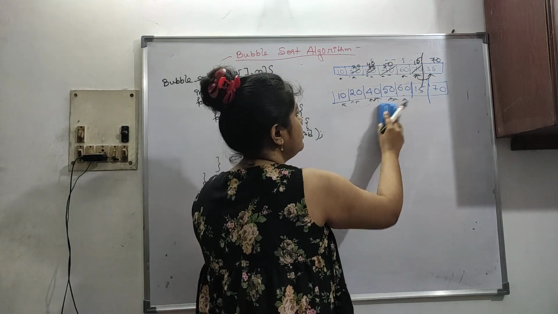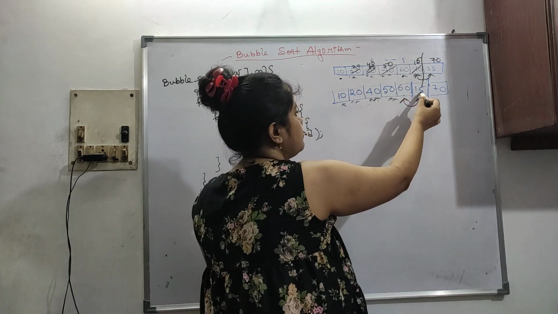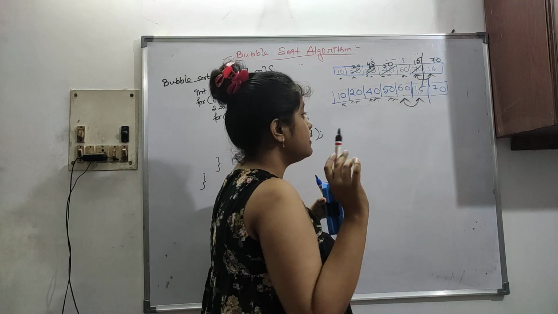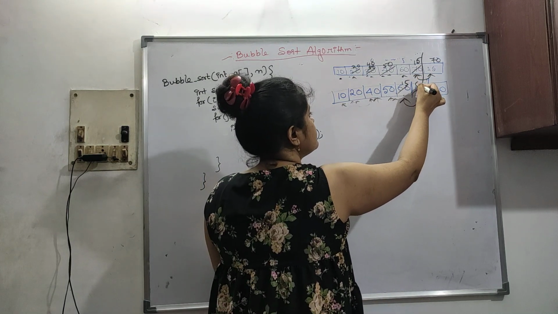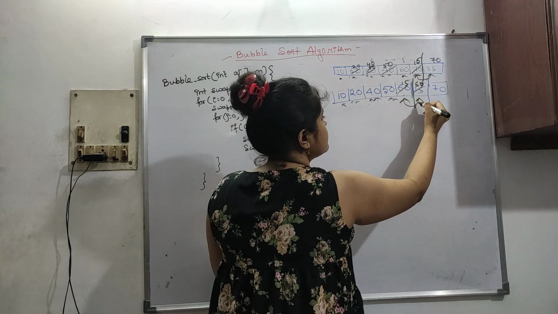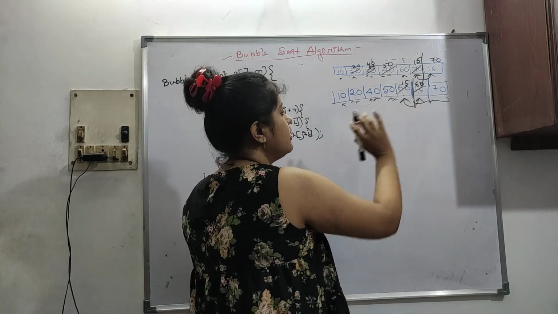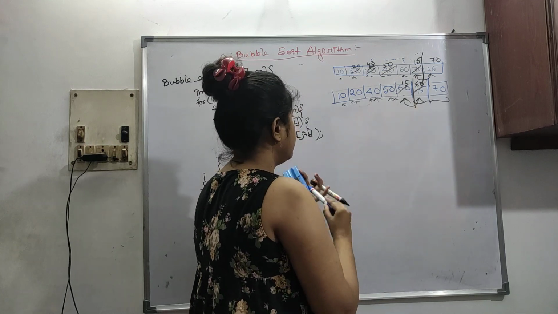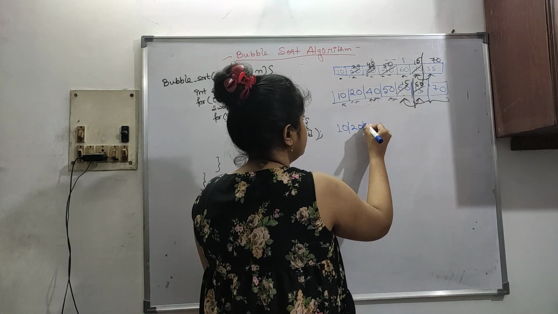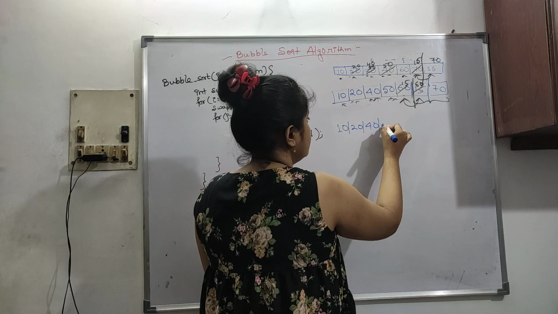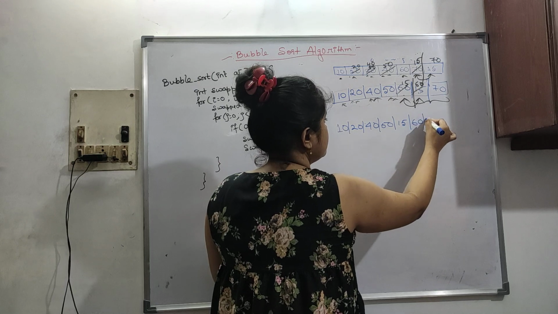Now here the important point comes: 60 and 15. 60 is greater than 15, so change the order. 15 will come here, 60 will come here. Now these two elements are in correct order. 60 goes to the rightmost position, next to 70. So now let's see again: 10, 20, then 40, then 50, then 15, then 60, then 70.